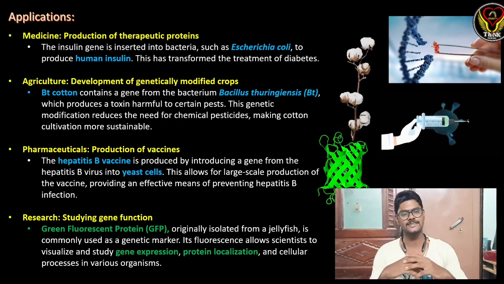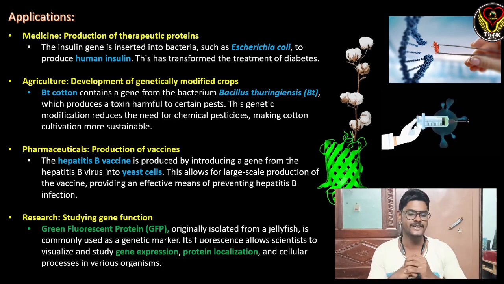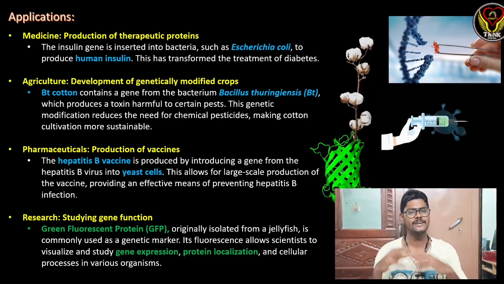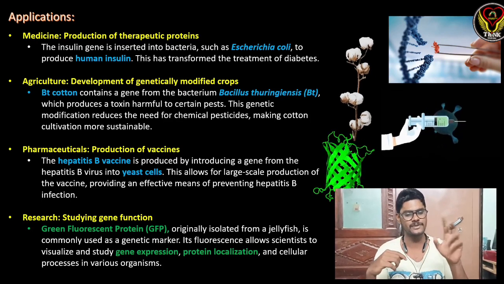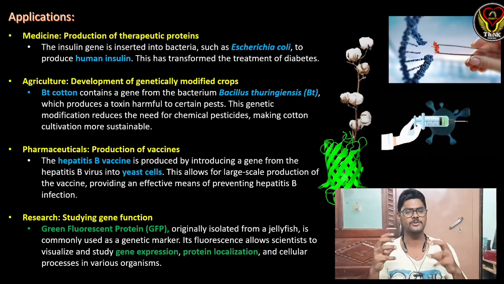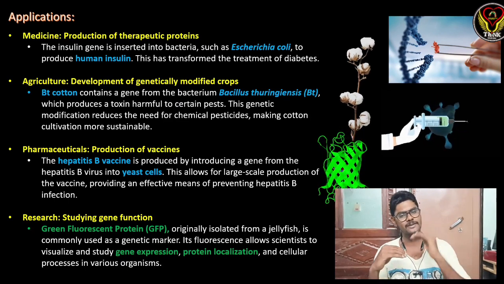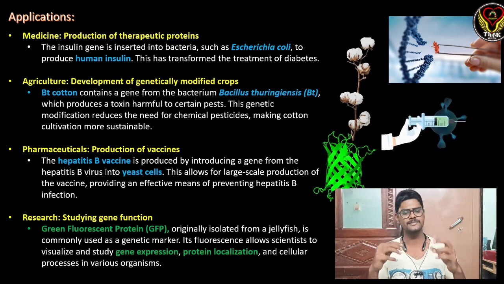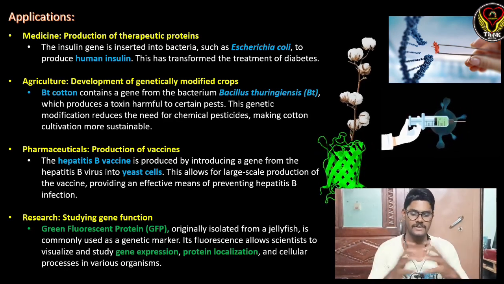Second is agriculture. Development of genetically modified crops is possible by this rDNA technology. For example, BT cotton. It contains a gene from the bacteria Bacillus thuringiensis, which we call BT, which produces a toxin harmful to certain pests. This genetic modification reduces the need for chemical pesticides or fertilizers, making cotton cultivation more sustainable. This rDNA technology influences production of vaccines also.